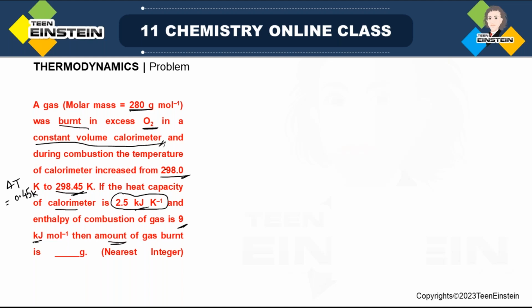And what information is given? Temperature difference we know. Heat capacity we also know. Moles number and enthalpy we also know. So these are the informations given. From these, first we'll find the number of moles. Once you know the number of moles, we will multiply it with the molar mass, which is 280 gram per mole, already given.